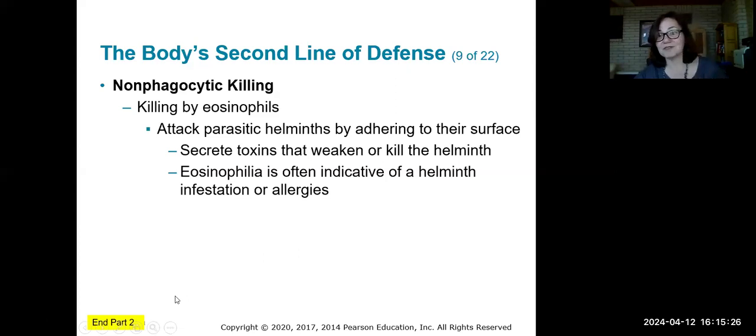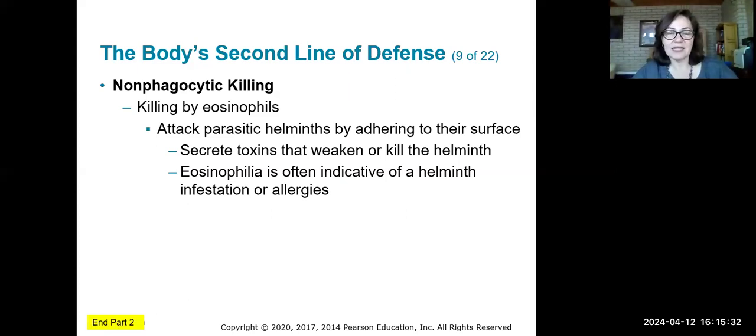All right, so that is the end of part 2. I will see you over in part 3, where we will continue with the second line of defense. So the skin has been breached. Some of these cells are at work, but we're also activating something called the complement system, and that's what we're going to see in the next part of this lecture. See you over there.